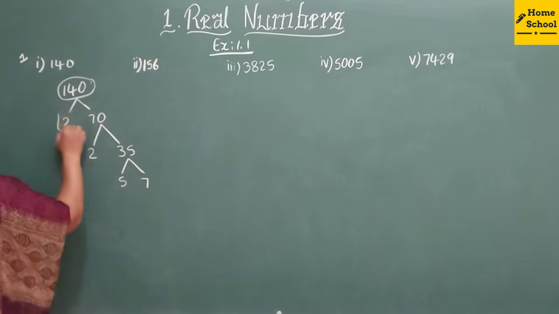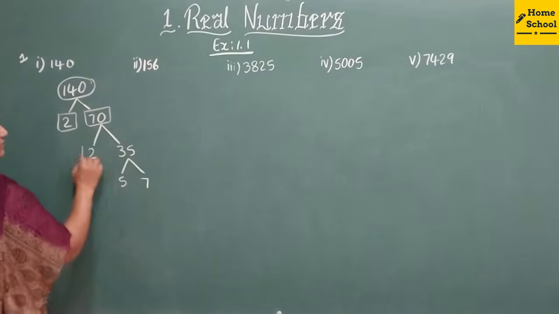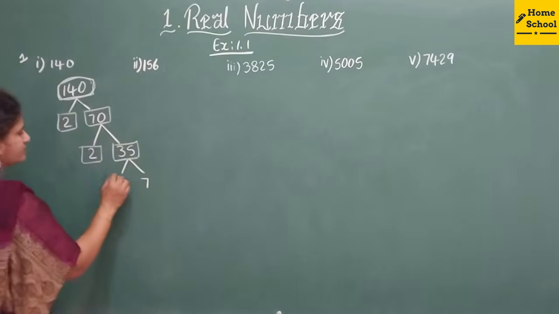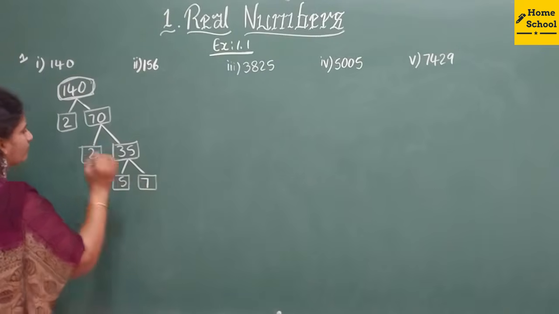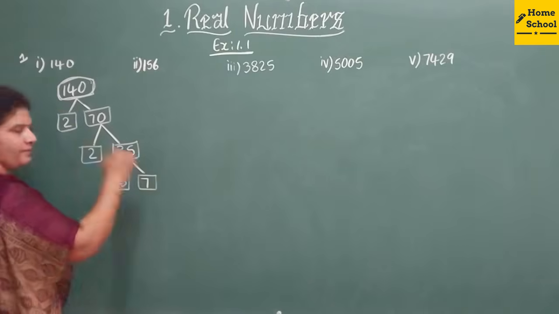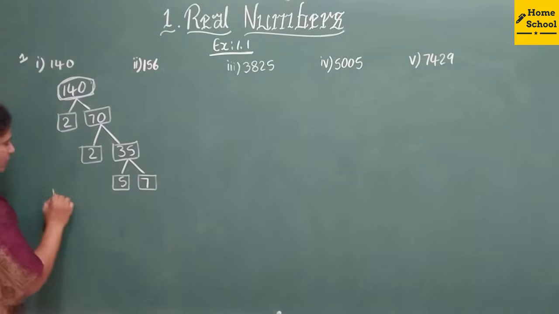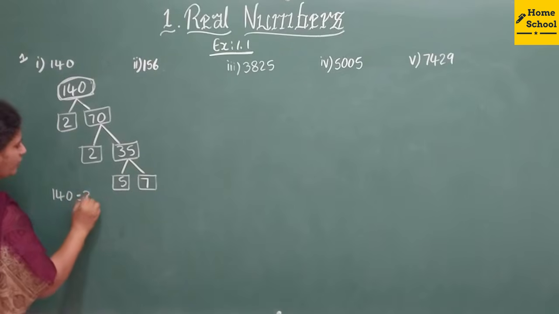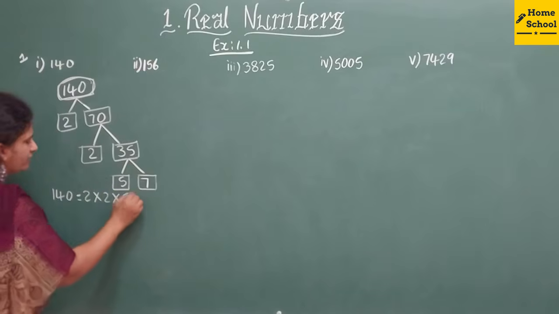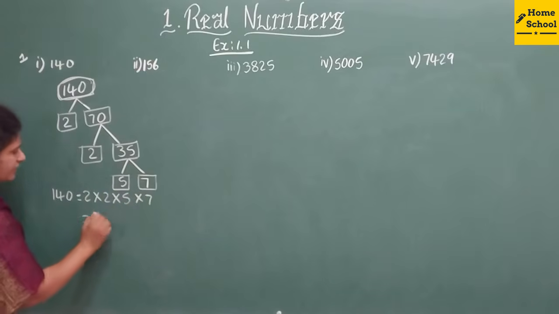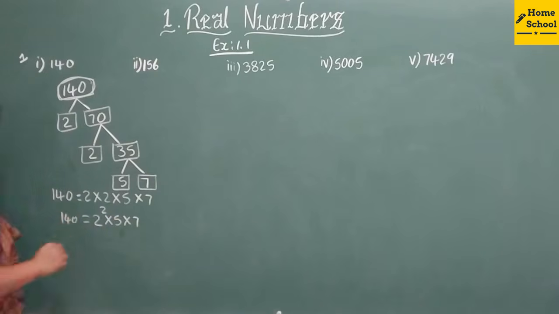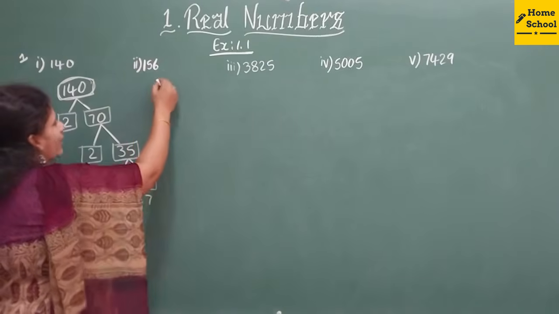You can take square boxes for the primes, right? This also you can take square boxes. Now see, these are all the prime factors. So write 140 is equal to, only these numbers, 2 into 2 into 5 into 7. That is 2 repeated 2 times. You can write this as 2 square into 5 into 7. That's it.